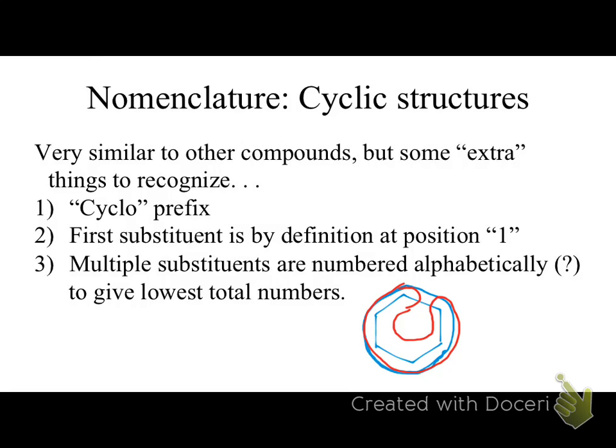Okay? There are some things that change on this. Your first substituent is by definition at position 1. So if I go through and draw out this cyclohexane again, and I put on that. Okay, here, let's make it more creative. Let's do another one.